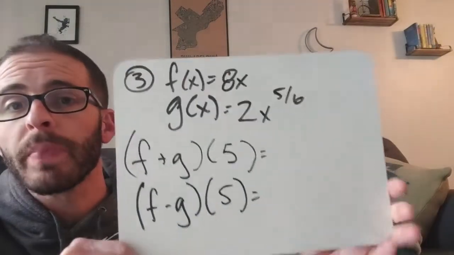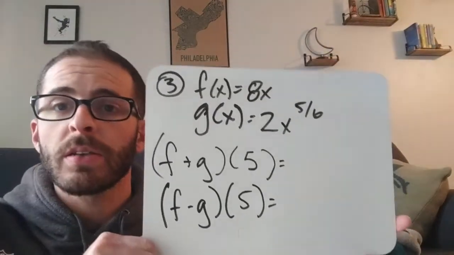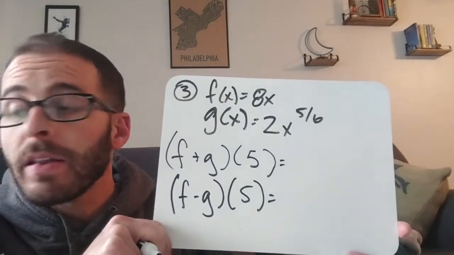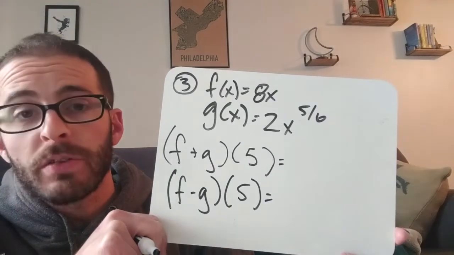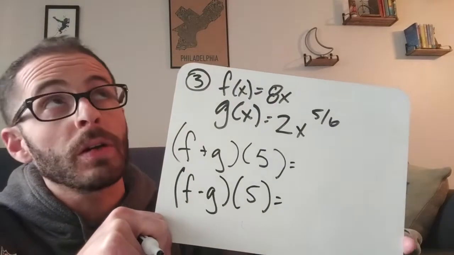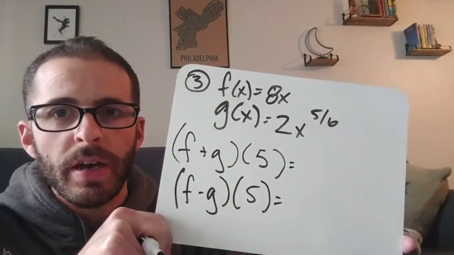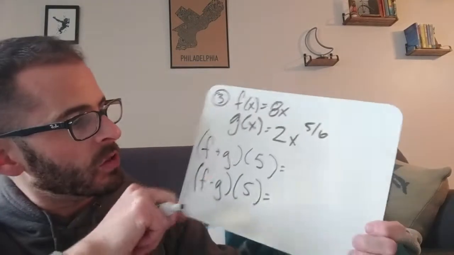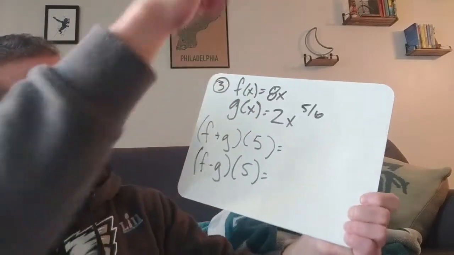You've got to read the whole problem. It tells you that f of x equals 8x, g of x equals 2x to the 5/6. And they say they want to know f plus g of x, f minus g of x, f times g of x, f divided by g of x, when x is 5. So really all we're doing is just going straight to plugging in 5.